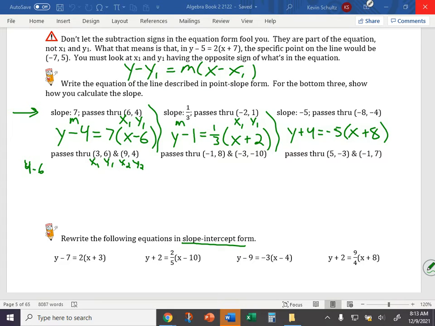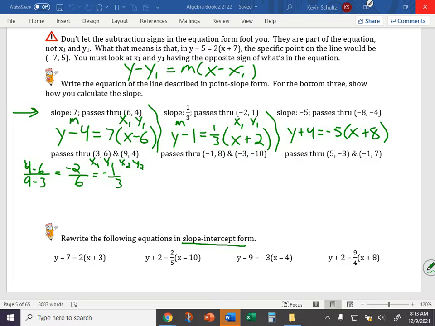4 minus 6 over 9 minus 3. 4 minus 6 is negative 2. 9 minus 3 is 6. And we would reduce that to be negative 1/3. That's why the slope formula was a PO in your previous unit, right? Because we'll be using it again and again and again.